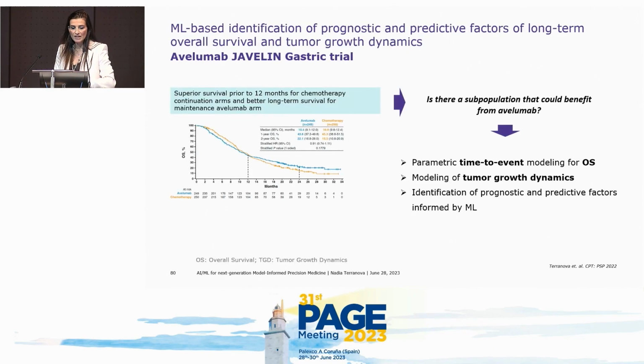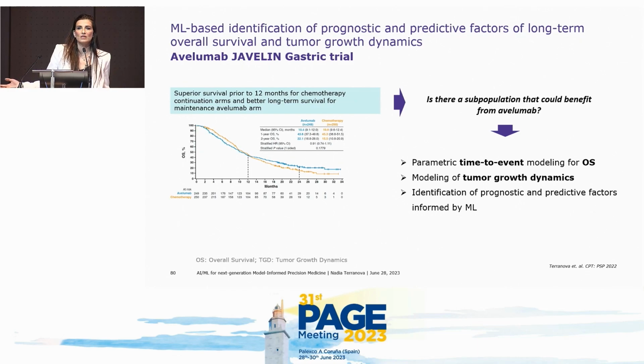And here, a real case study where machine learning could be used for the identification of prognostic and predictive factors of long-term overall survival and tumor growth dynamics in the avelumab JAVELIN Gastric trial. So this study did not meet its primary objective of demonstrating superior survival of avelumab versus continued chemotherapy in gastric cancer patients within a maintenance setting. However, when looking at the overall survival curves, the team could observe that survival rate was higher in the avelumab arm, in blue, beyond the 12 months.